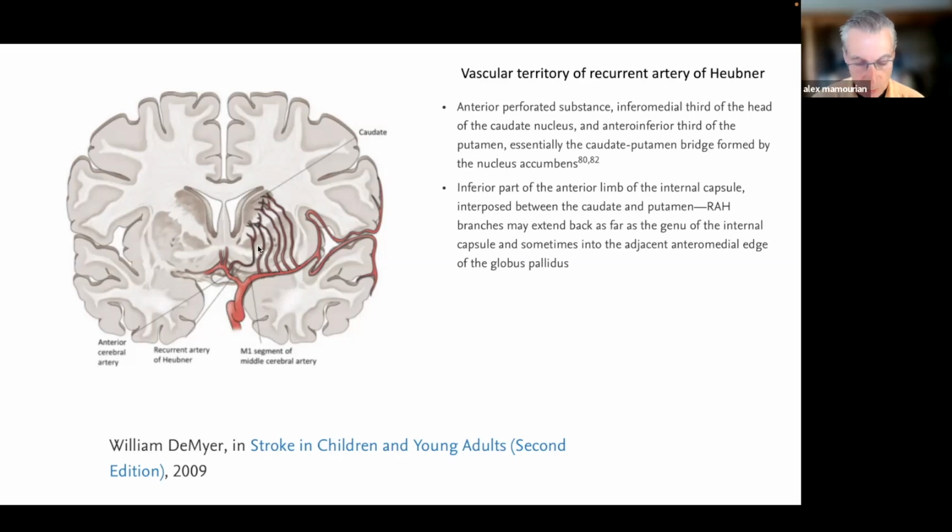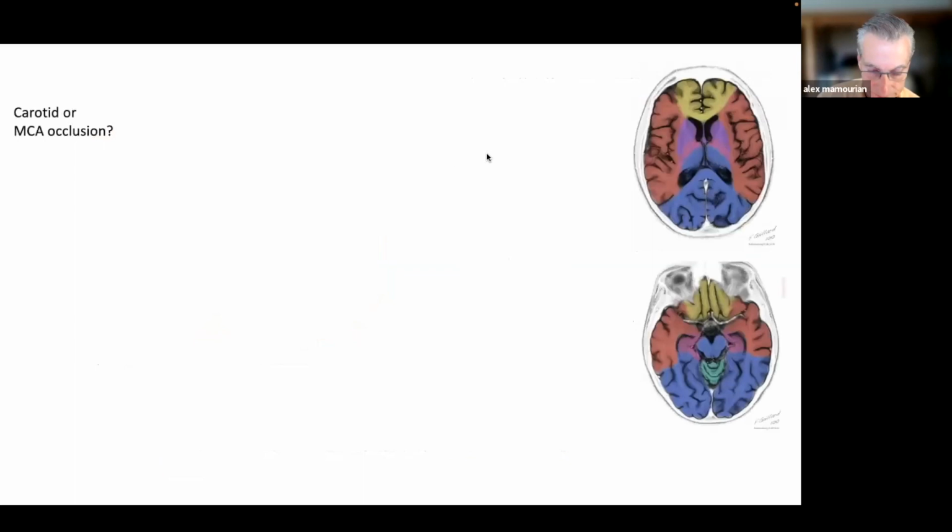This is what's called the recurrent artery of Heubner, and this supplies the inferior caudate head. So the point here is that if you have involvement of the entire caudate including the inferior portion of the caudate head, you have to suspect the occlusion is here in the distal carotid and not here in the proximal M1 segment. Again, the recurrent artery of Heubner supplies the inferomedial third of the head of the caudate and the anterior inferior third of the putamen.